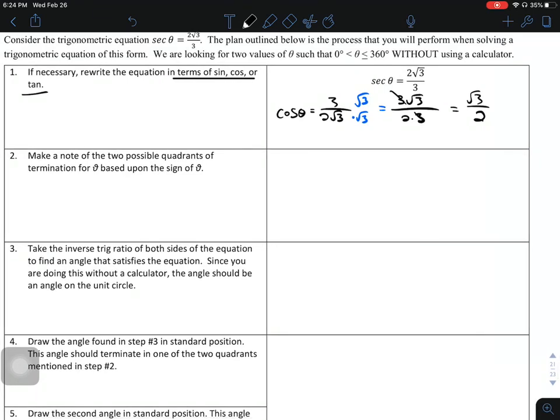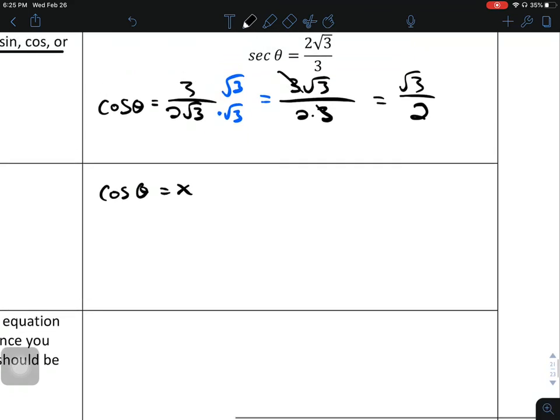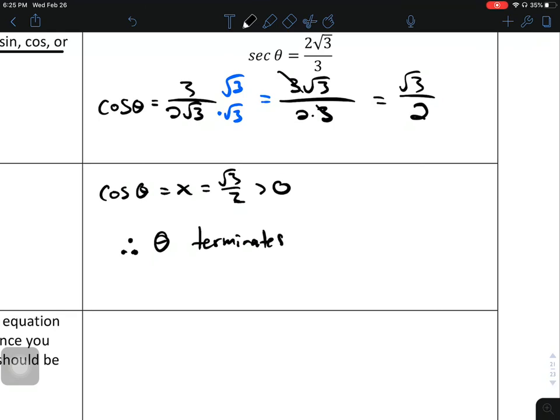Number 2, make a note of the two possible quadrants of termination for theta based upon the cosine of theta. Well, cosine of theta is equal to x in the unit circle, and this is currently square root of 3 over 2, which is bigger than 0. Our conclusion: if x is positive, then theta terminates to the right of the y-axis.